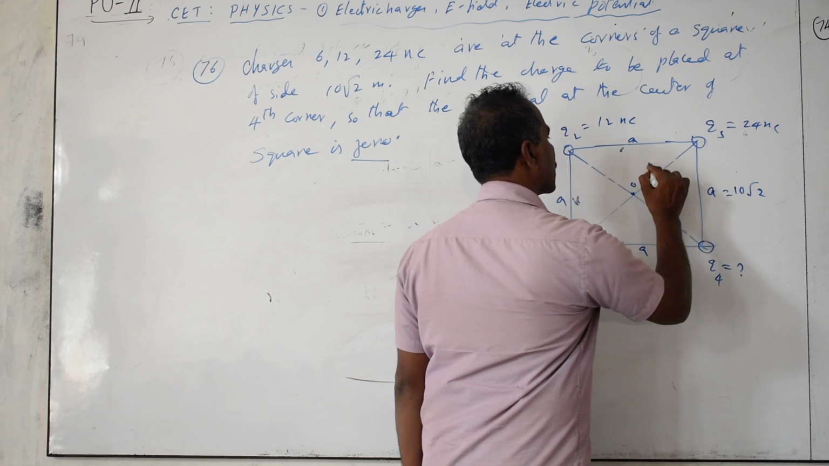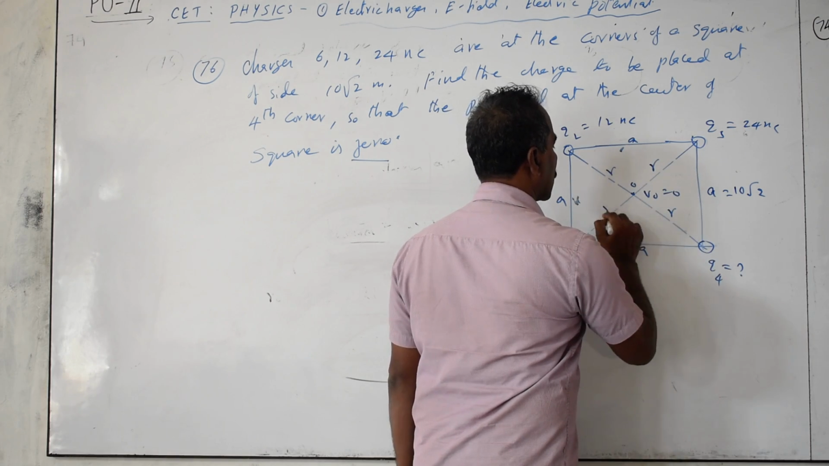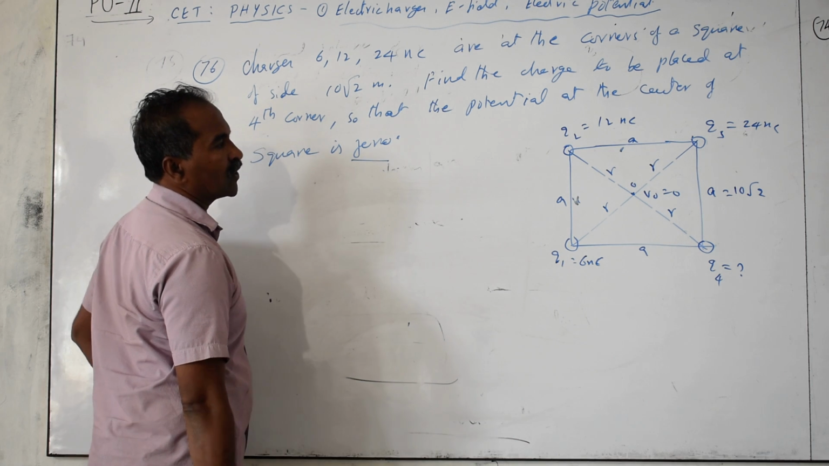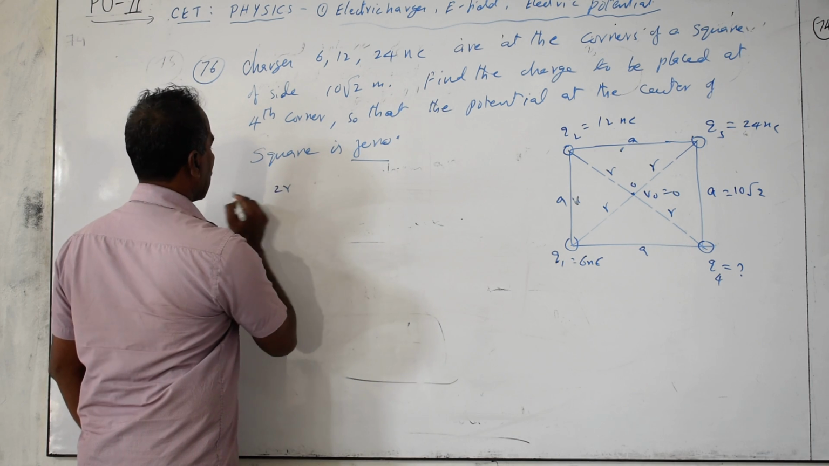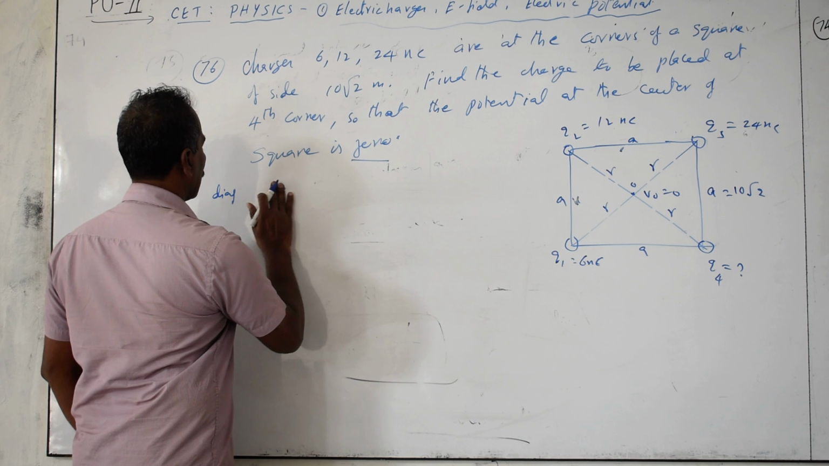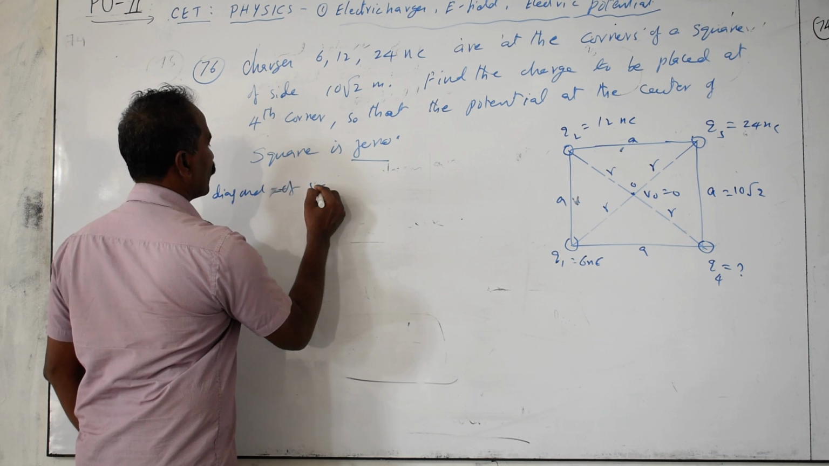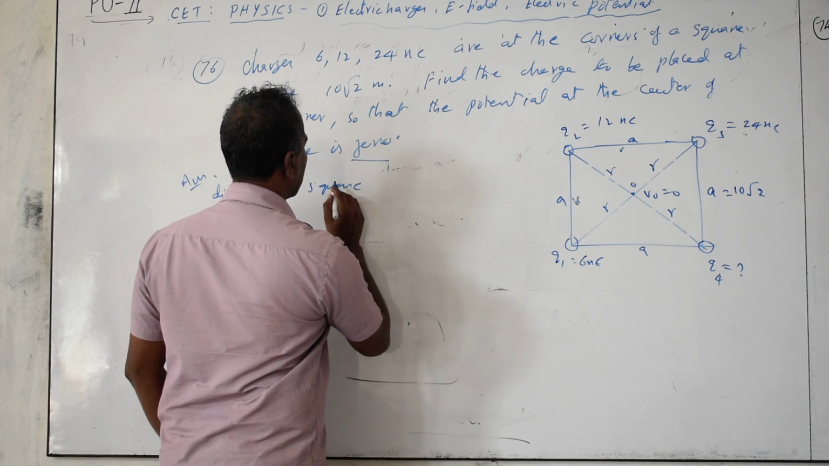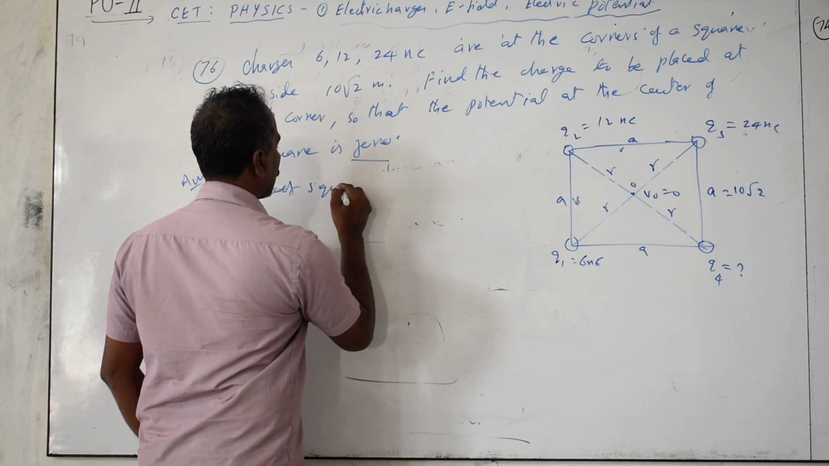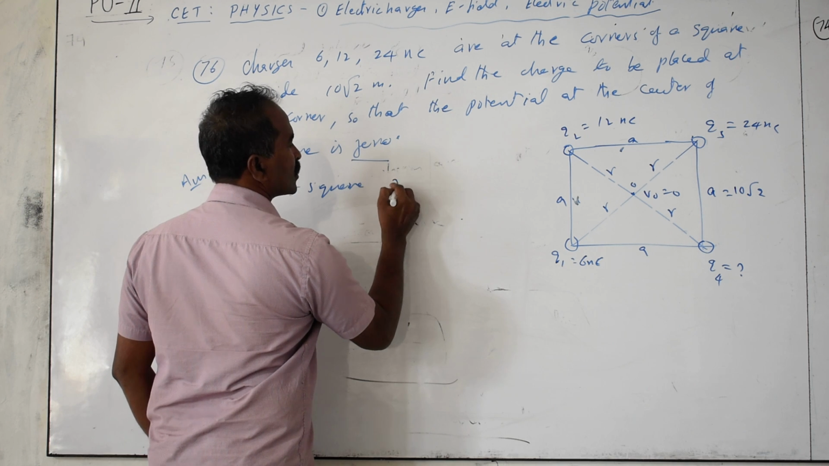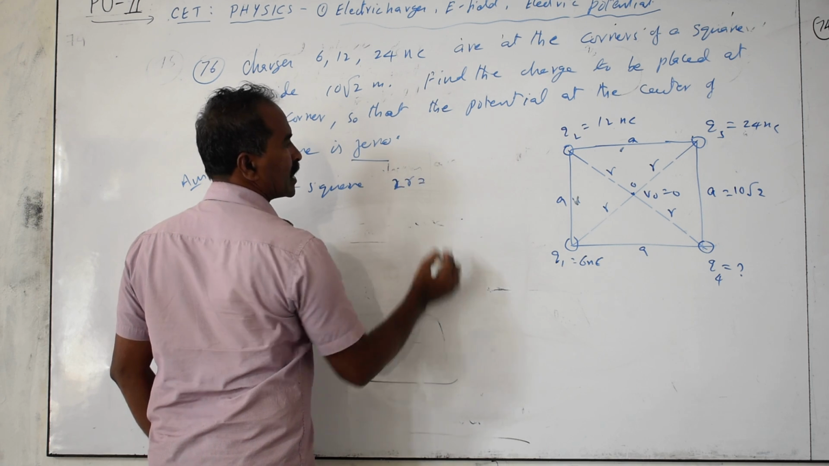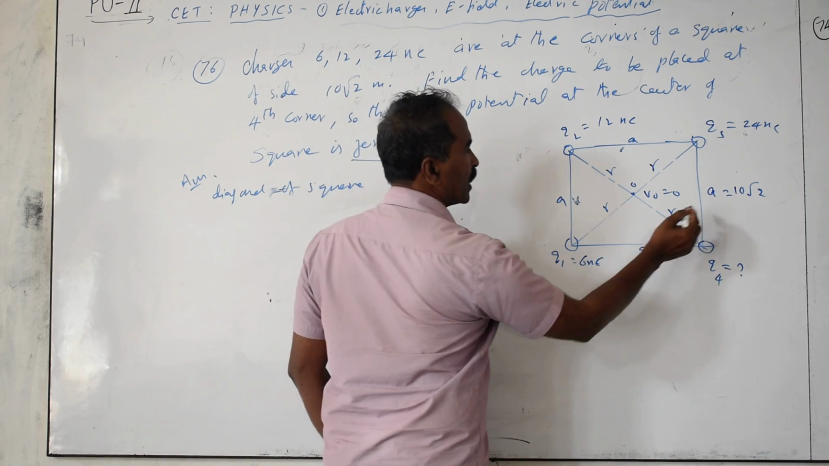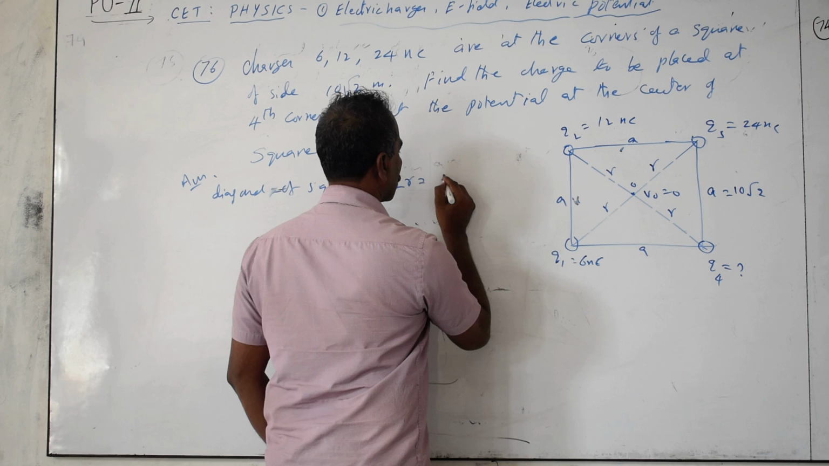Center to corner, so I will take this as R, and R. The diagonal is 2R, so 2R is equal to A root 2. The diagonal of the square is the answer. And the diagonal of the square is 2R, which equals this A and A, so it becomes A root 2.